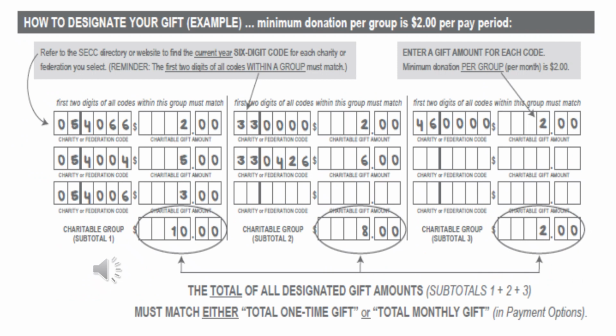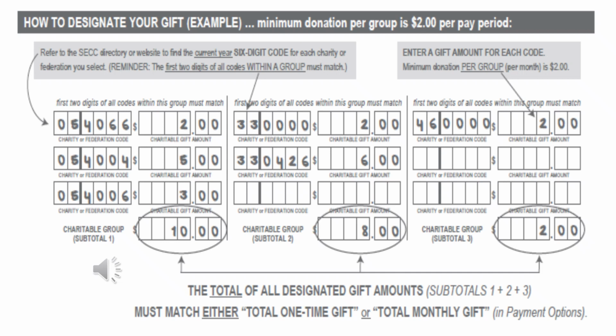Double check your charity codes to ensure they are the current SECC codes. Sometimes they change from year to year. Make sure the first two digits match in each column. Be sure a minimum gift of $2 per charity is entered, and each group subtotal is totaled correctly.